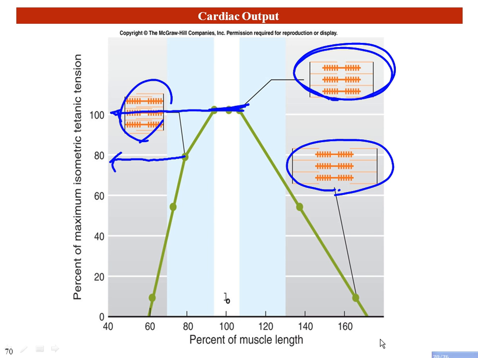And that's your preload. Preload basically means the more blood that goes in the heart, the more tension those muscle cells develop. The more tension those muscle cells develop, the stronger their contraction strength is going to be.